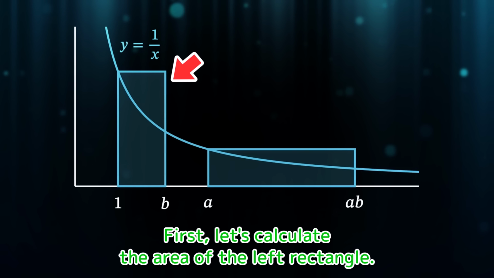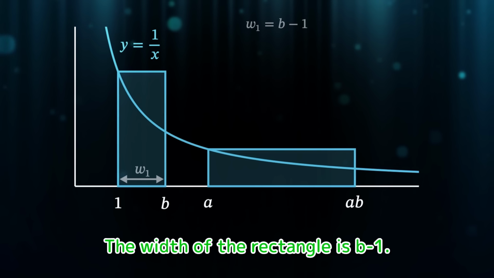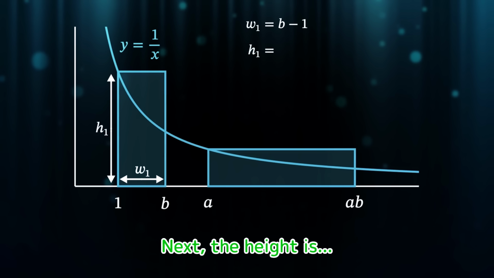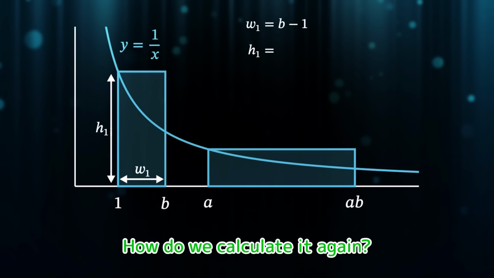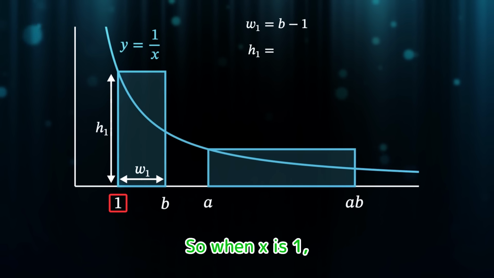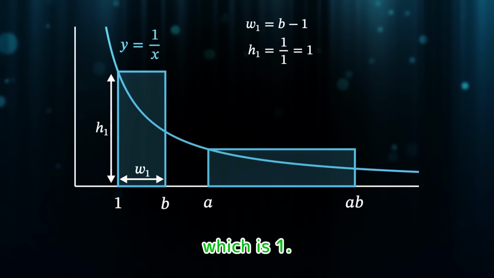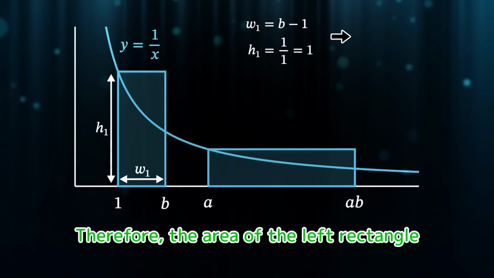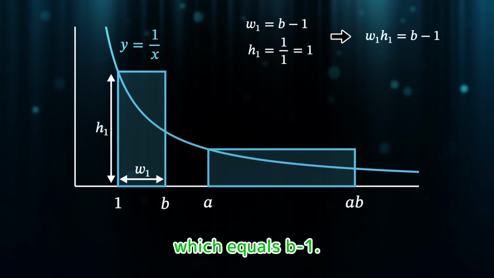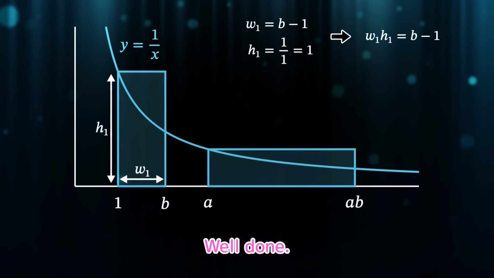First, let's calculate the area of the left rectangle. The width of the rectangle is b minus 1. Let's call this w sub 1. Next, the height is... How do we calculate it again? This curve is the graph of y equals 1 over x. So when x is 1, y is 1 over 1, which is 1. Exactly. Therefore, the area of the left rectangle is width w sub 1 times height h sub 1, which equals b minus 1. Well done!